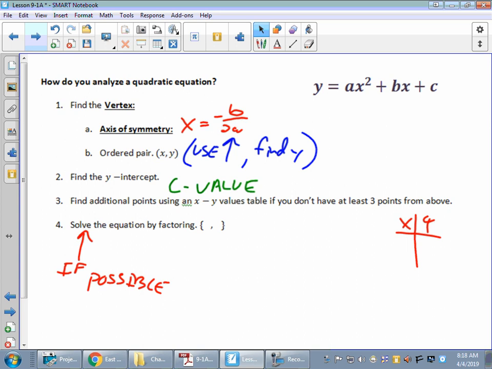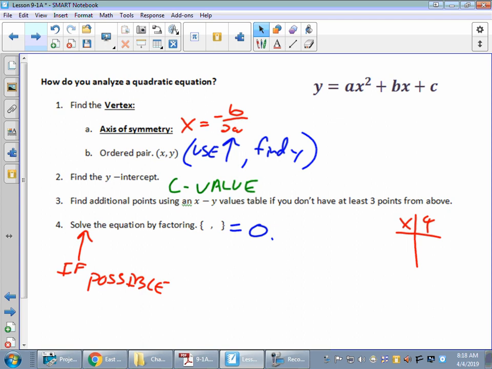And remember, to do that, we have to set it equal to 0. That's how we solve. And I put if possible because if you factor it, then you'll actually get a couple more points, and you won't necessarily need an xy table. But sometimes you can't factor it if it's prime, and then there's not much you can do. Okay, but that's kind of the steps you take.